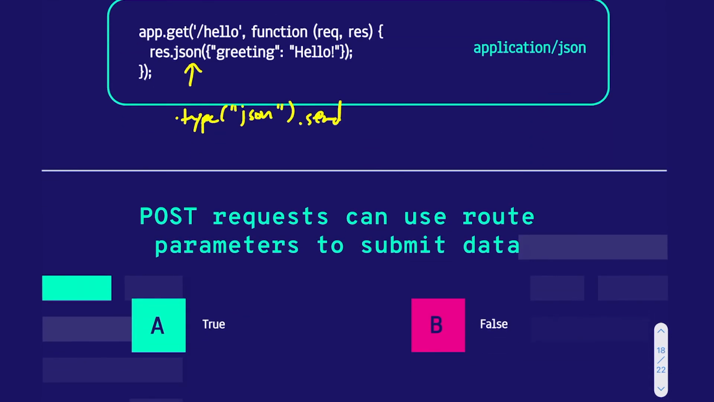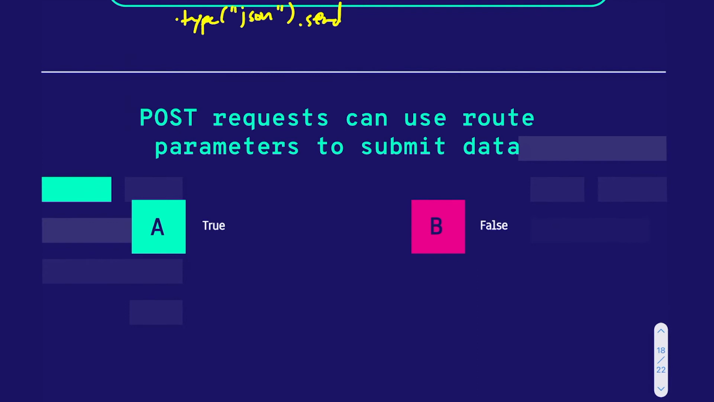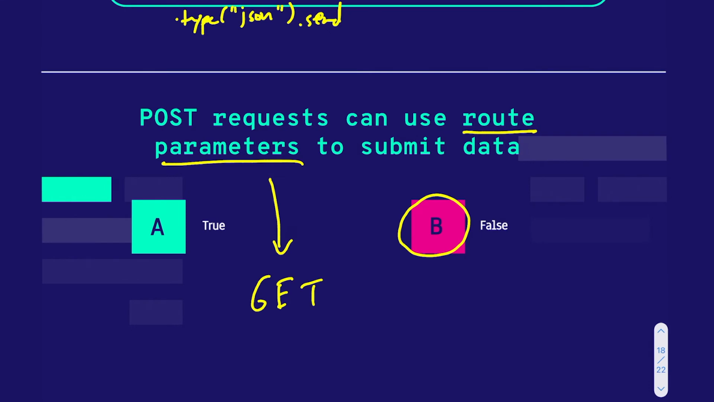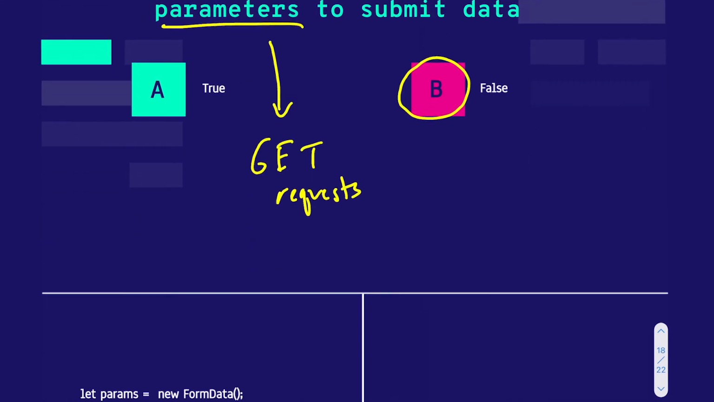All right, next question. Post requests can use route parameters to submit data. A, true, B, false. The correct answer here is false. Yeah, so when you see route parameters, you kind of want to associate that with GET requests. Post requests, one way that we can send them is through the form body, and not through route parameters.